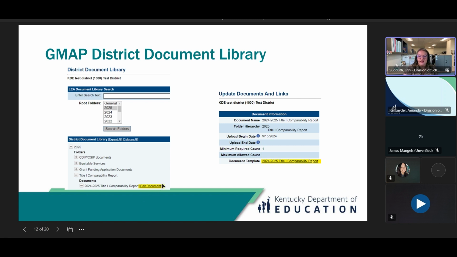And that's where you'll see that edit documents link. That will take you to the update documents and links page, and you'll see the link there to download the report template.